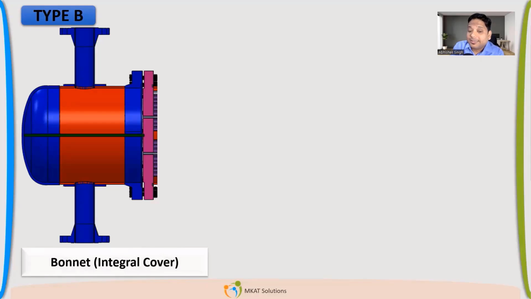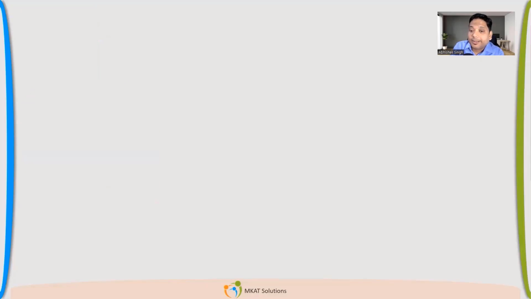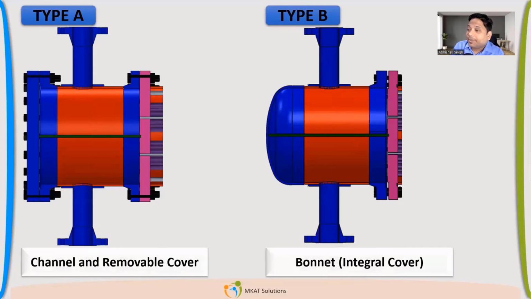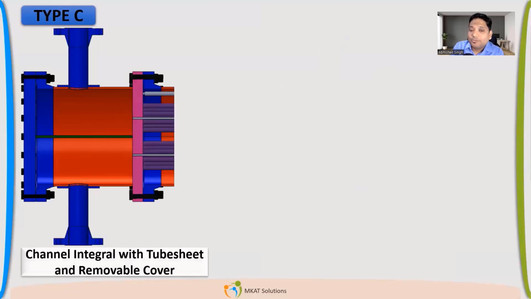Now, let us see the next part. Just compare A and B. Okay, now you can see the difference. Bolting, here it is dished end, which is integral. So both are covers, but one is fixed, one is removable. Okay, great. Now see the next, type C.